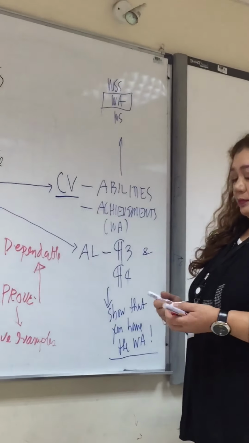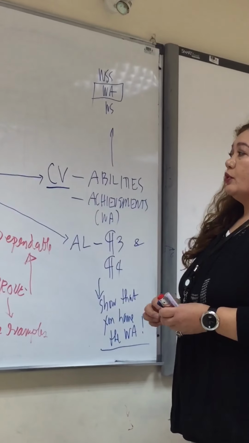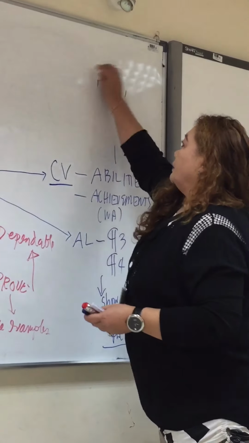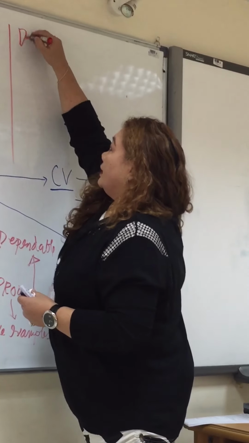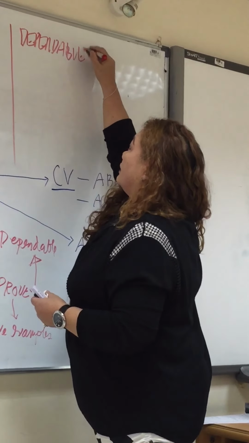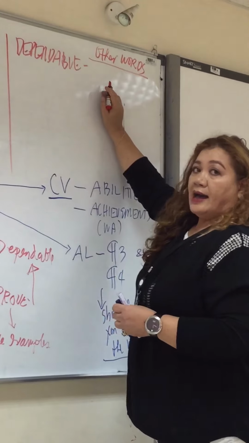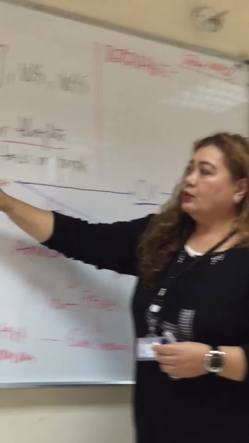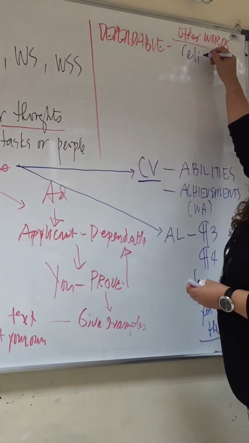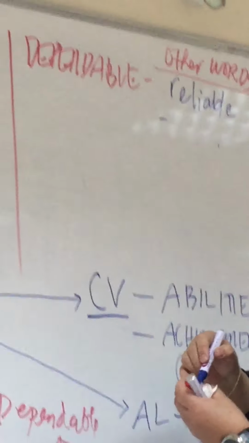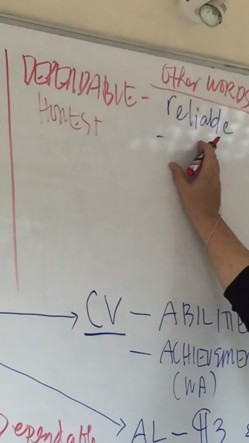Finally, since the ad will be talking about these WA in different words, you also need to know the different words for WA. For example, and this is supposed to be known by you by heart, under dependable, we have other words, and you need to know the other words. Why? Because the ad will be using other words which are not only the DHICAC. So for example, for dependable, they can use the word reliable. And for honest, it actually comes with the same word. So far, there's no synonym for this.